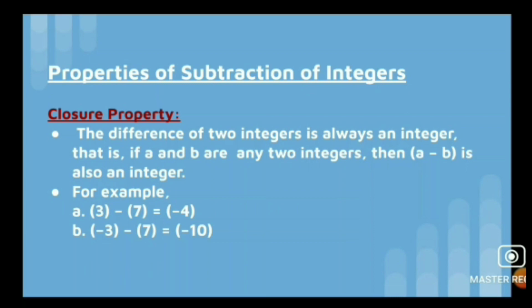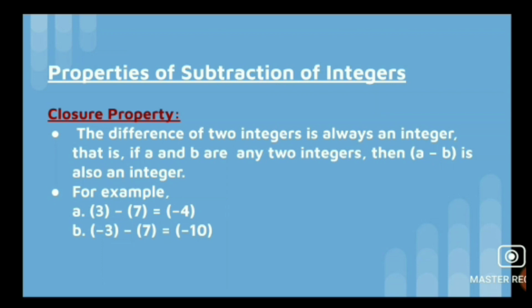Let us go for the next operation, subtraction. So, properties of subtraction of integers. First one is closure property. Here also we are going to apply the same property, only the operation is different. So the difference of two integers is always an integer. That is, if a and b are any two integers, then a minus b is also an integer. For example, 3 minus 7 is equal to minus 4, that is also an integer.